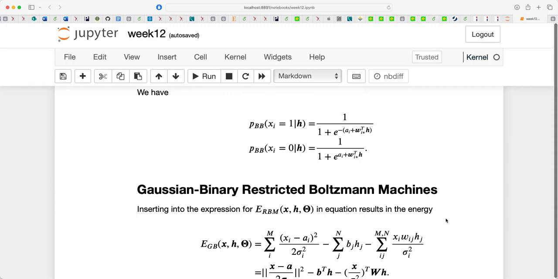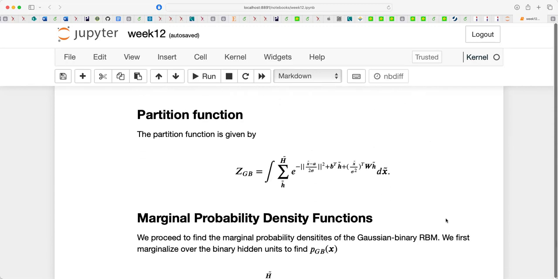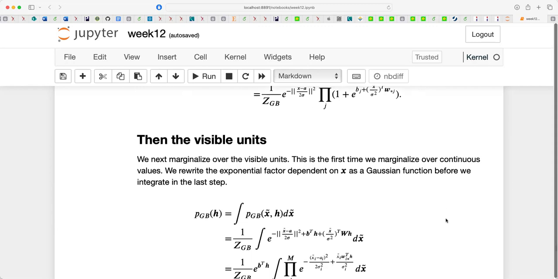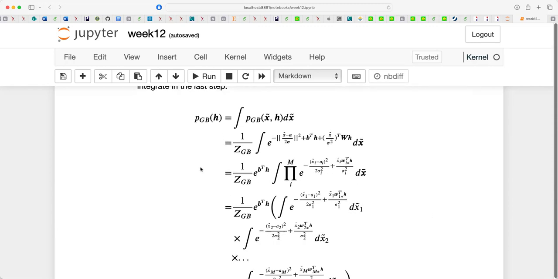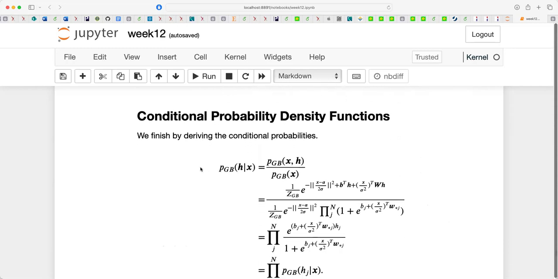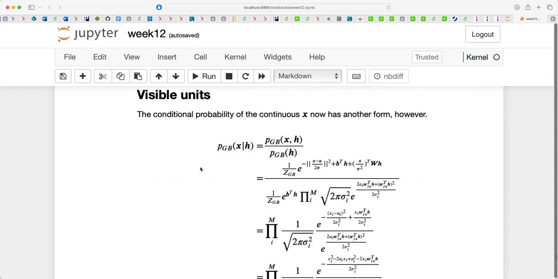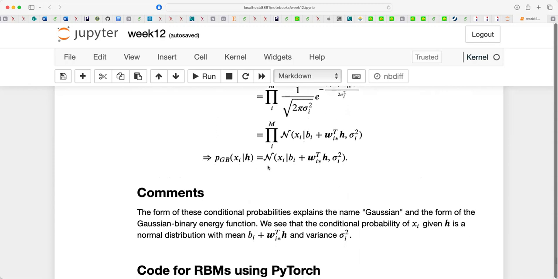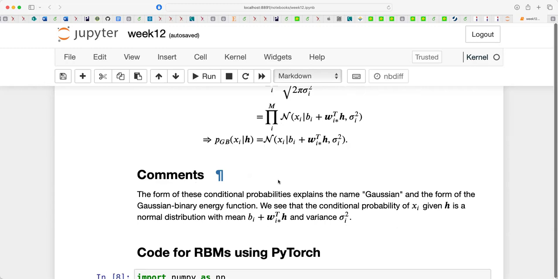So this is basically the theoretical mathematical machinery which you need in order to set up a Boltzmann machine. You will find also the marginal probabilities, and then for the probability for the visible units, you would sum up over all these different quantities. I'm not going to go through these, but you can set up analytical expressions at the end. And it won't be a surprise that for the x's, you end up with a Gaussian distribution. The form of these conditional probabilities also explains the name Gaussian-binary energy function. In that specific case, the conditional probability given h is a normal distribution with that specific mean value.